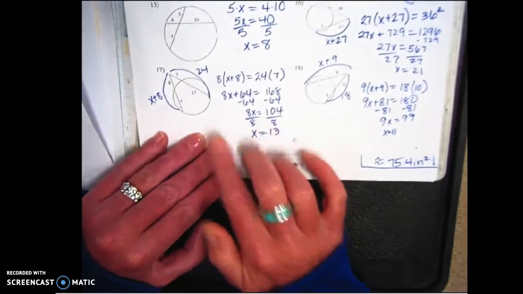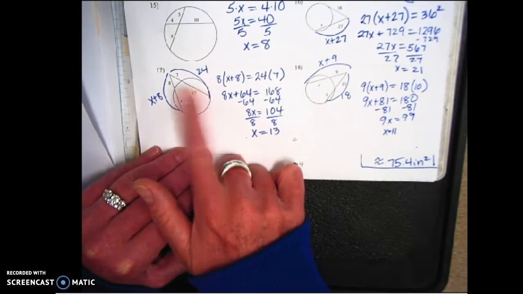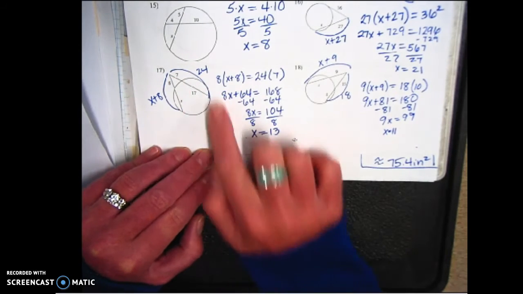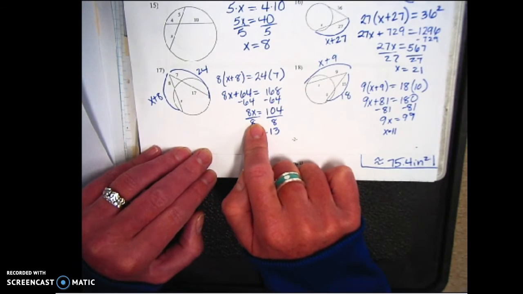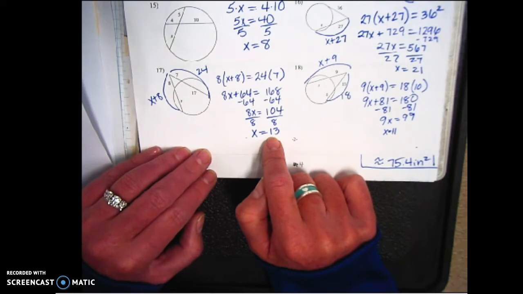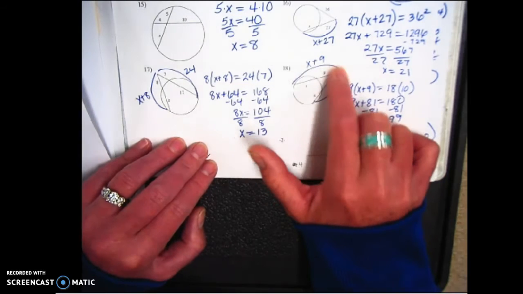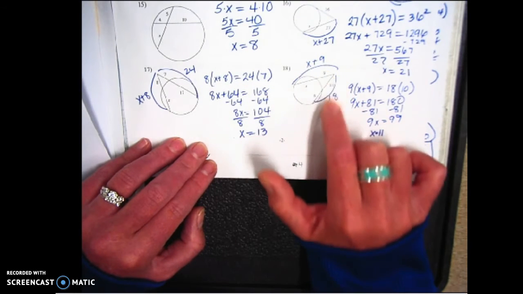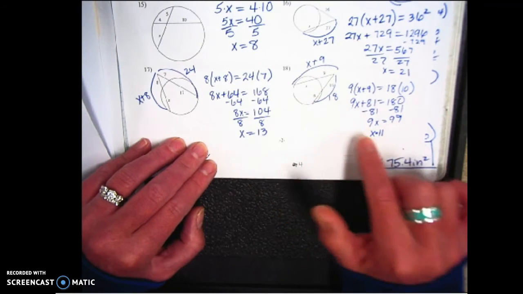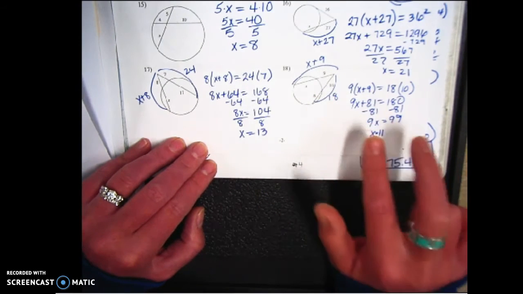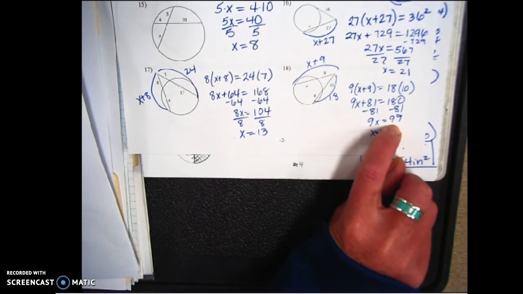17 is your secant, so you need the whole thing times the outside, whole thing times the outside. Distribute on the left, subtract the 64 from both sides, divide both sides by 8, and you get 13. Number 18, same thing, secant, so you're going to do the length of the whole thing times the outside. Set that equal to the whole thing times the outside. Distribute on the left here. Subtract the 81, divide by 9, and that gets you 11.